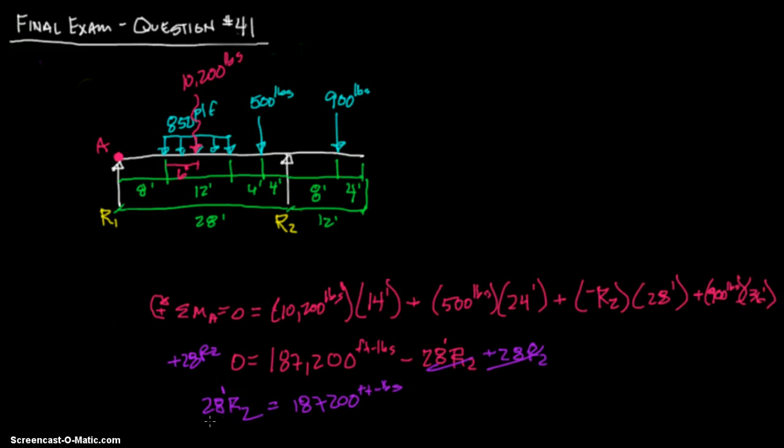And this is still foot. And you have to divide by 28 foot to get R2. And that comes over here. And 187,200 divided by 28 equals 66. So R2 equals 6,686, let's round up, pounds. And that's our answer.